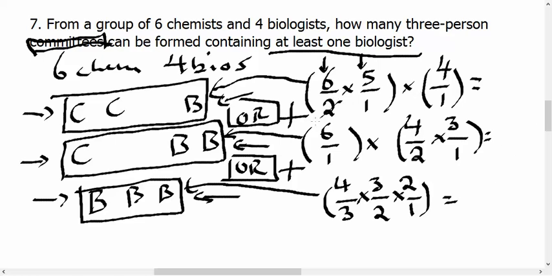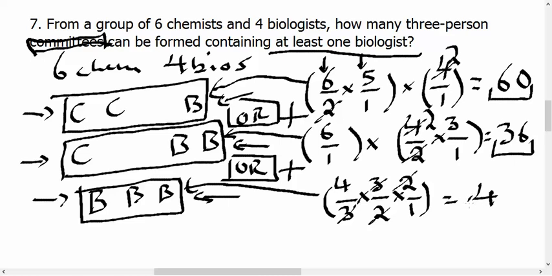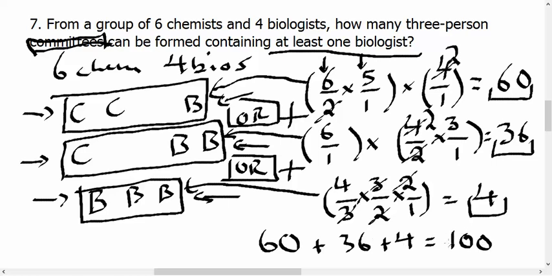So let's do some cancellation. We can cancel the 2 with the 4, and we've got 30 times 2, which is 60. We can cancel the 2 with the 4 here, and we've got 6 times 6, which is 36. And here we can cancel the 3 with the 3 and the 2 with the 2, so we end up with just 4. So remember, it's either 60, or 36, or 4. So we're adding them all together to get a nice round 100. So that's the answer to this problem, 100 different options.